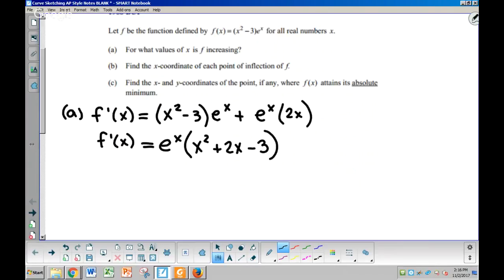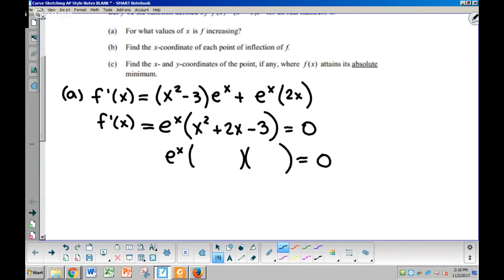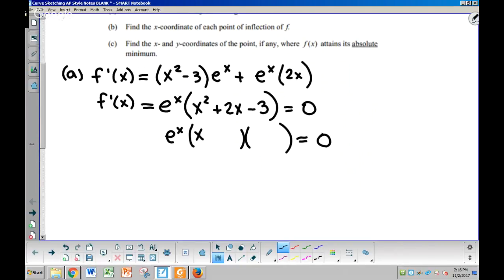And now we're going to set it equal to 0 and do a sign chart so we can figure out when this function is actually increasing. So e to the x times, does the inside factor? The answer is yes. So we're going to get x plus 3 times x minus 1. Good. And now we're going to do our sign chart here. Now, is e to the x ever 0? No, so I'm going to superimpose that part of the graph on here. It's always positive, never 0.